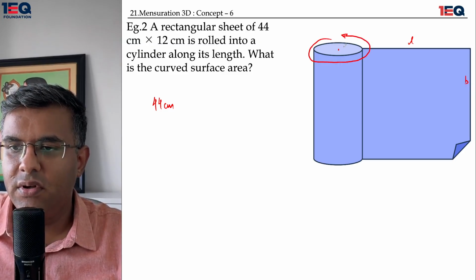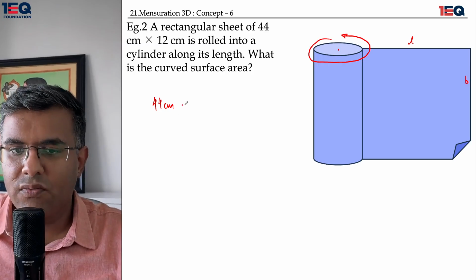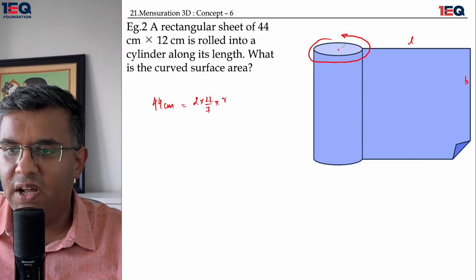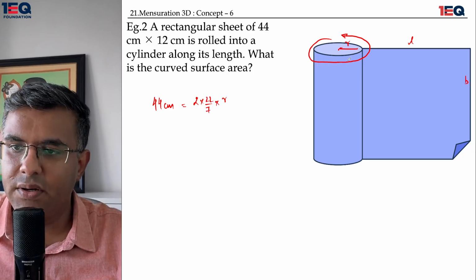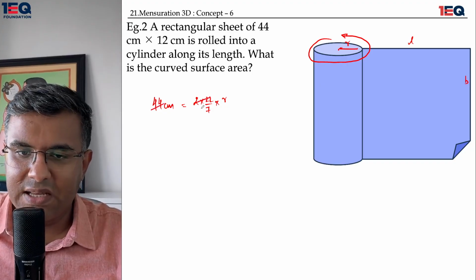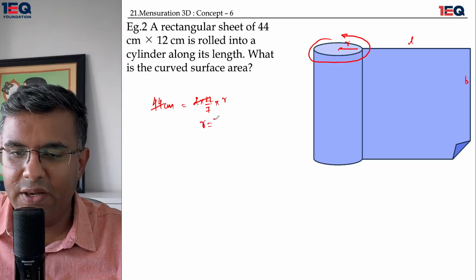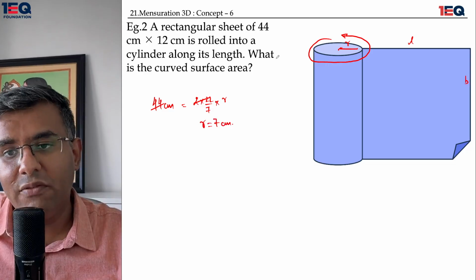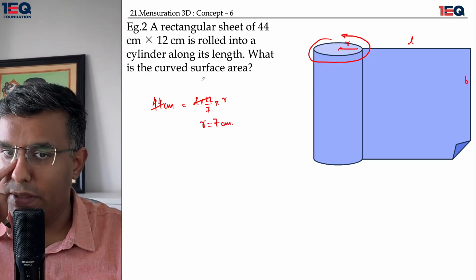of the new cylinder. So 44 is equal to 2 into 22 by 7 into r. With the help of that, we find out the radius of the cylinder. This gets cancelled and we get the value of r is equal to 7 centimeters. We need to find out the curved surface area.